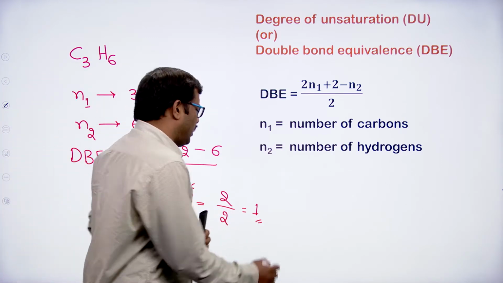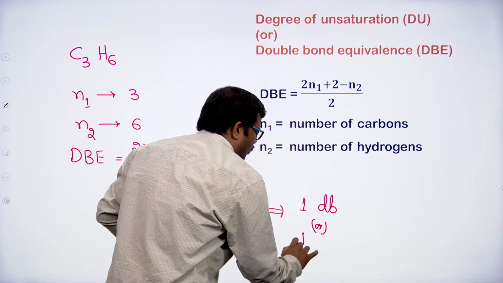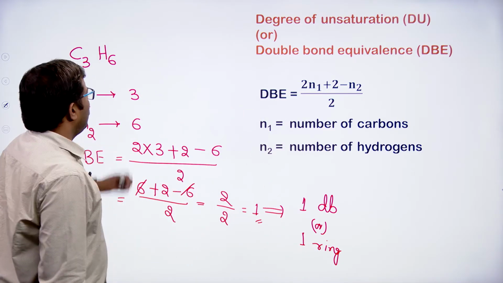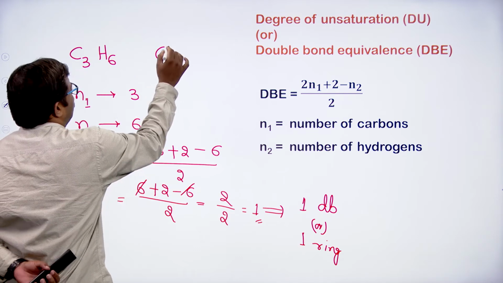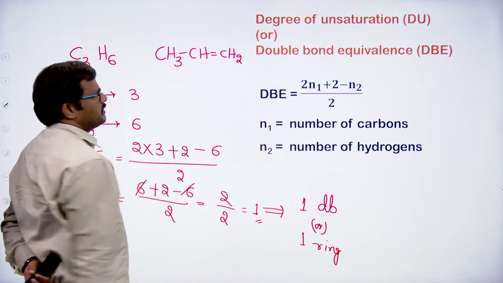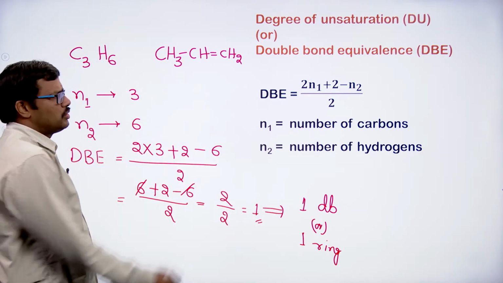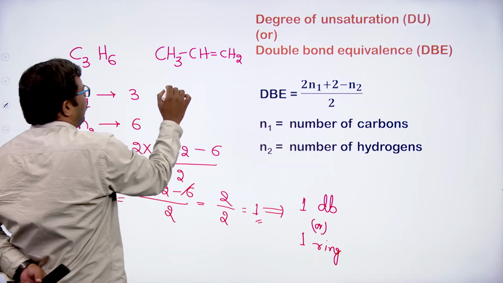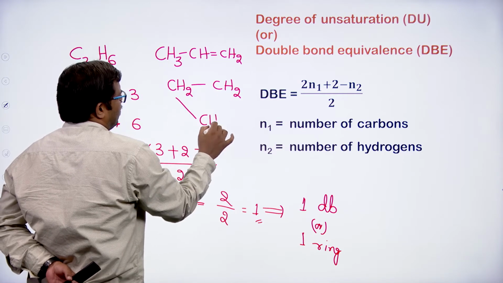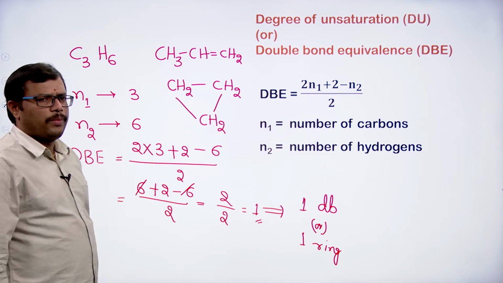So when we get a double bond equivalent of 1, the molecule may have one double bond or one ring. If we keep one double bond in the molecule, we get the alkene propene, CH3-CH=CH2. This molecule contains one double bond, so the double bond equivalence is coming out to be 1, which is satisfying. Similarly, if I arrange these 3 carbon atoms in the form of a ring, we get the cycloalkane, cyclopropane, CH2, CH2, CH2.